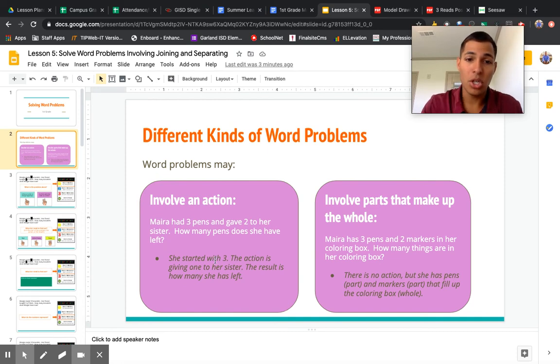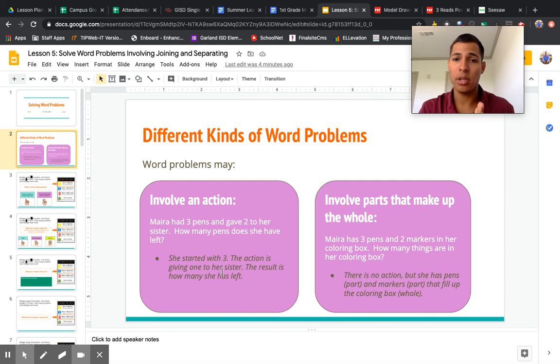Right? So she started with 3 pens. The action is giving two to her sister. That's where our action is. She gave two of her pens to her sister. So the result we're trying to find is how many she has left. Right? So that's our action. How many does she have left? Okay.